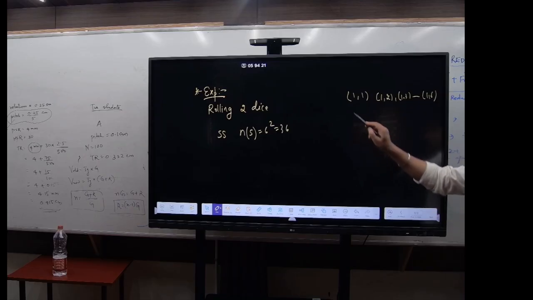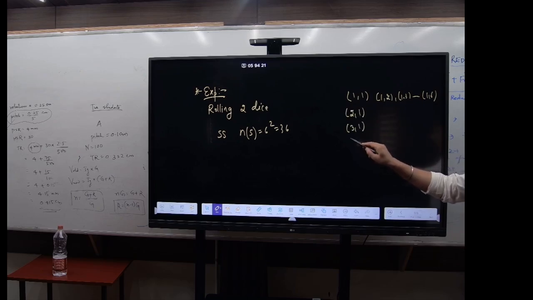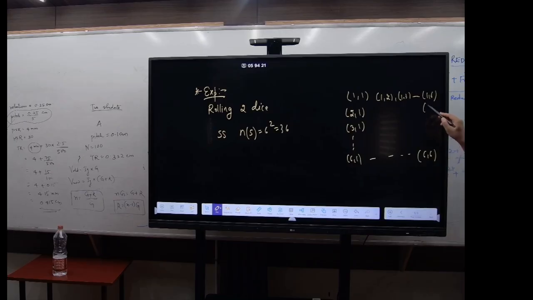Now chances are the first is showing 2 and the second is showing 1. Then the first is showing 3, the second is showing 1, till 6, 1. And if you keep doing, it will come till 6, 6. Yes or no? You guys have learned this? Now this is the total. If you calculate the total, it is going to be 36.